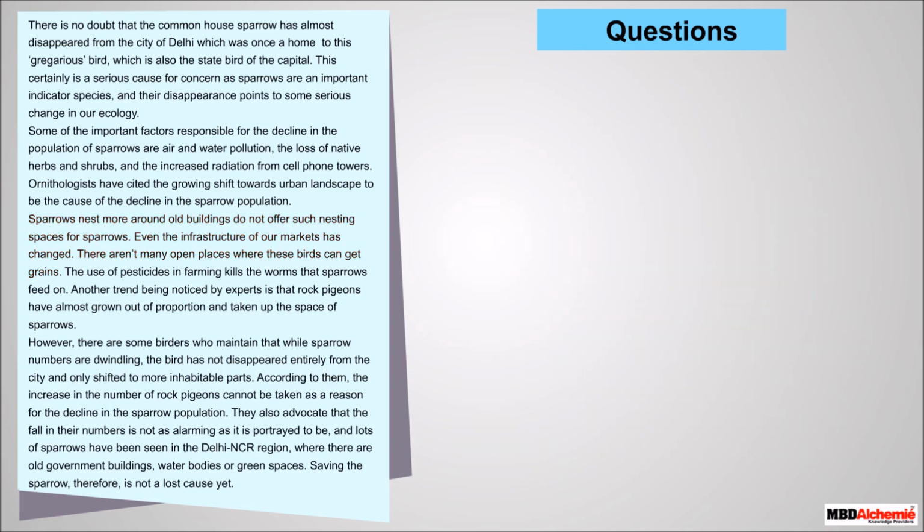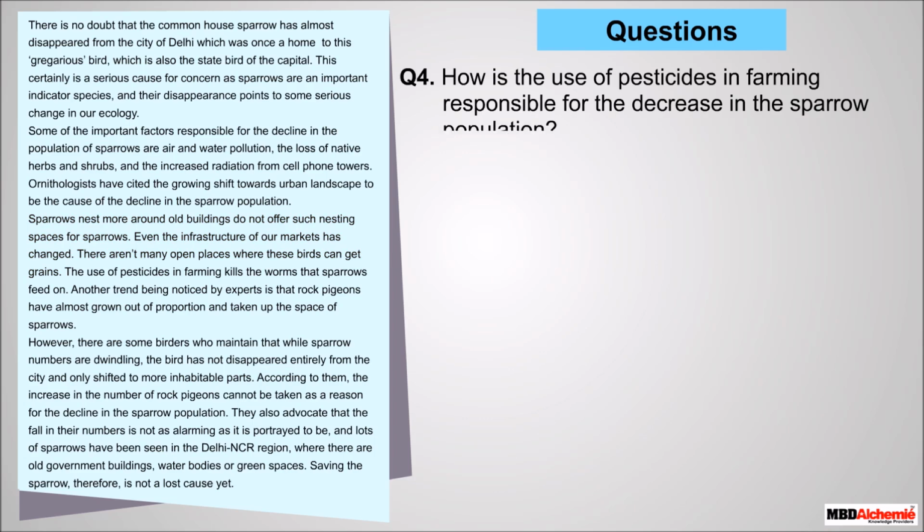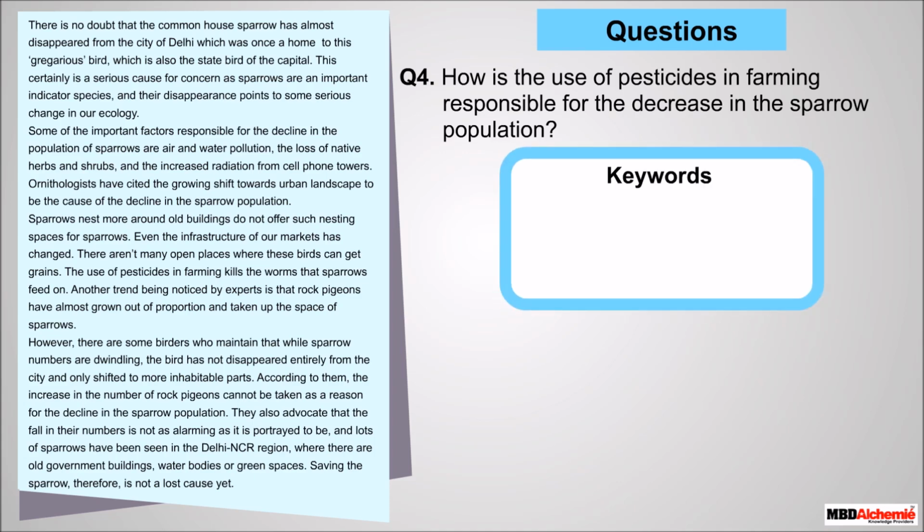Let's answer the fourth question now. The question is, how is the use of pesticides in farming responsible for the decrease in the sparrow population? The keywords here are pesticides and decrease in the sparrow population. Let us scan the passage again and try to locate these words.